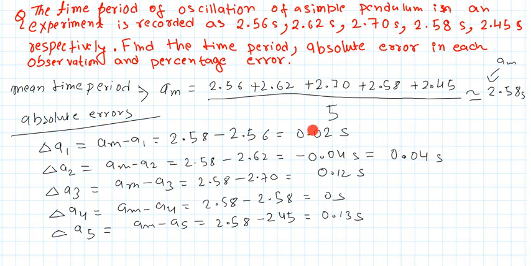Next, we have to find the percentage error. For finding the percentage error, we have to first find the mean absolute error, then the relative error, then we can find the percentage error. So the mean absolute error is what? We have to take the mean of these absolute errors, these measurements, these errors.